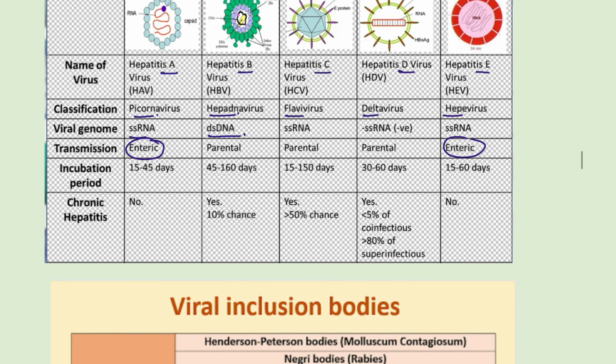Next, the incubation period will be 50 days, followed by 80 to 160 days, and 150 days. The most chronic will be hepatitis B, which is associated more with hepatocellular carcinoma and chronic hepatitis. The most common to become chronic will be hepatitis C, almost more than 50%. And if it is a co-infection or superinfection, that is associated with hepatitis D.